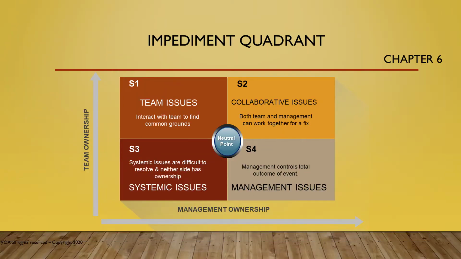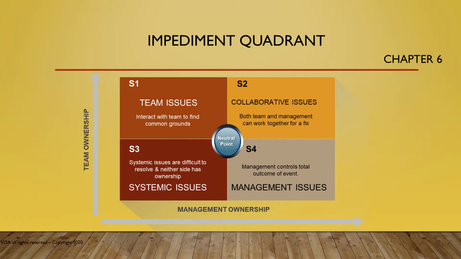In this last chapter, I will briefly talk about impediments, conflict, technical debt, and risk. Impediment is anything that prevents the team from working smoothly. As a Scrum Master, you should be able to identify which quadrant your impediment falls under, before jumping into the solution pathway.